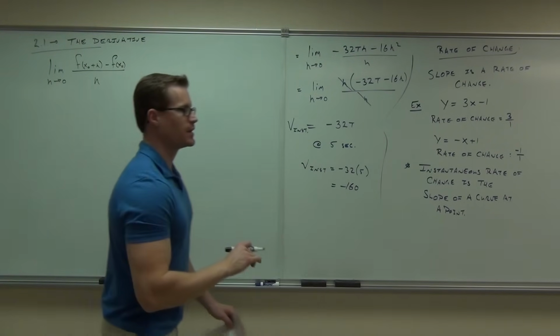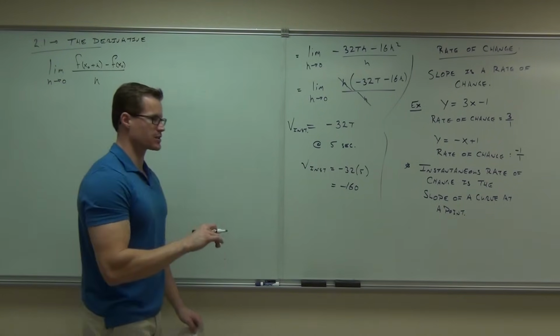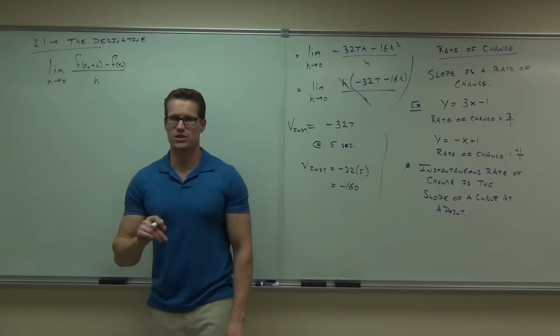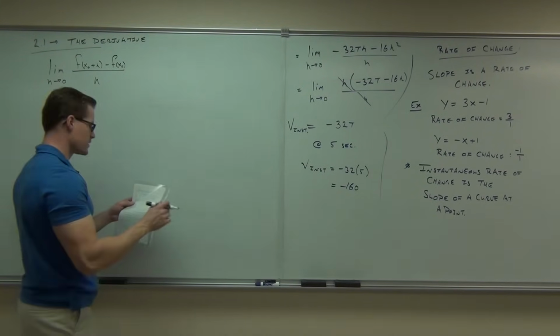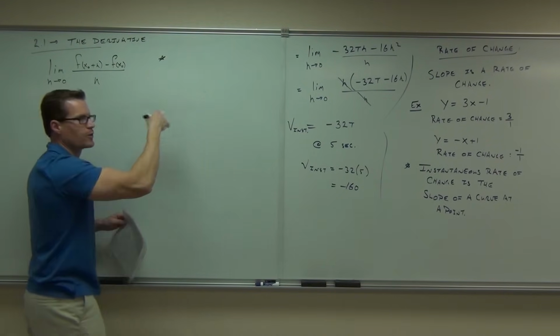We've used this to find the instantaneous rate of change. We've used it to find the instantaneous velocity. We've used it to find the slope of a curve at a point. We've used it to find the equation of a tangent line by finding the slope of that curve and then making an equation out of it. So this is, I'll just call it this, because it's what all those things mean.